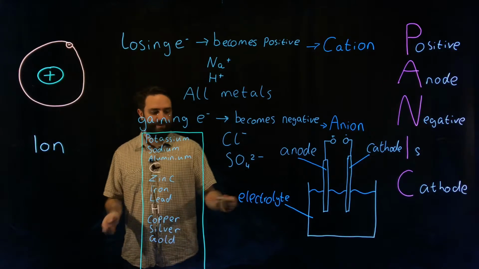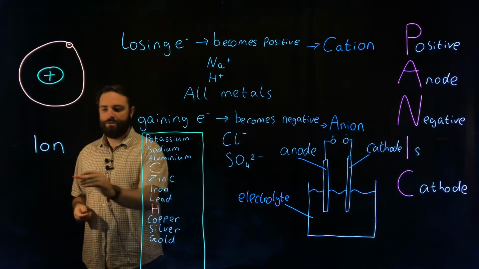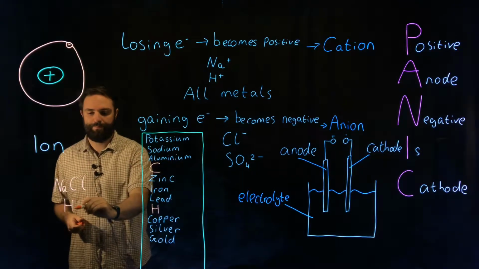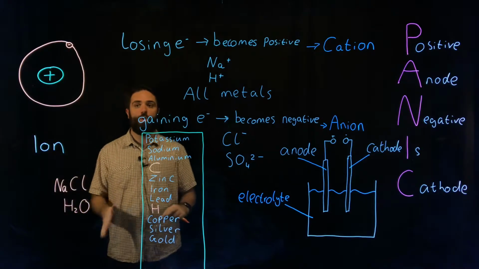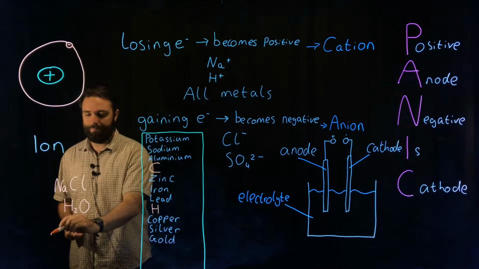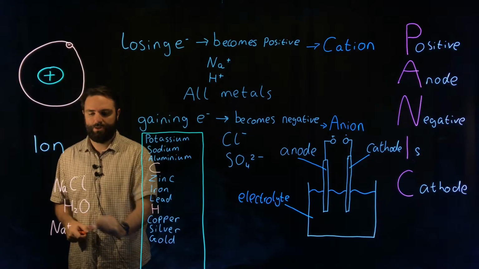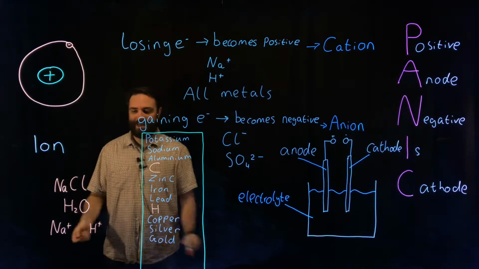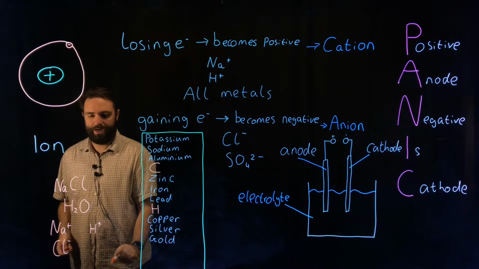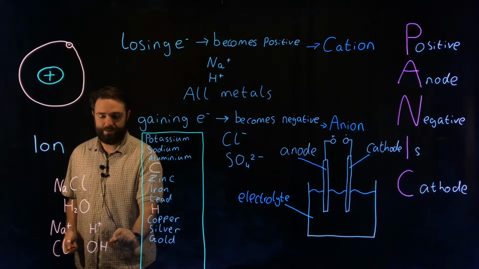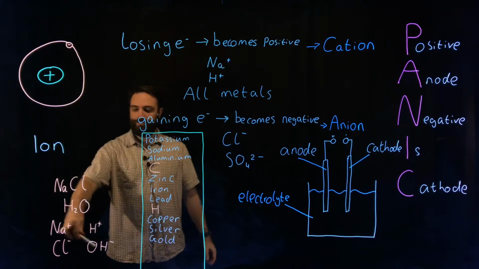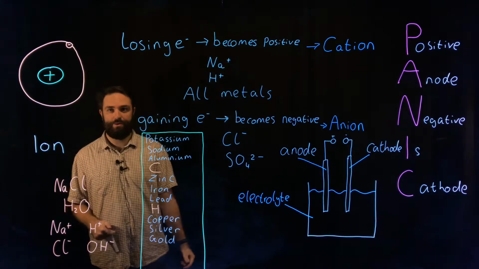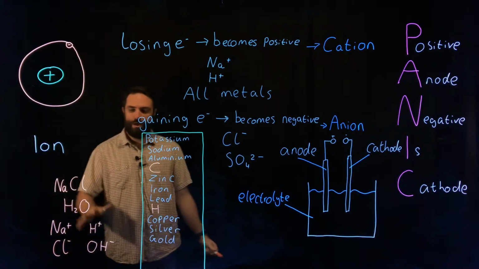So for example, if I dissolve sodium chloride in water, I have 4 ions present. I've got my positive cations, sodium and hydrogen. I've got my negative anions, chloride and hydroxide. And the 2 positive cations will be attracted to my negative cathode, which will then give them electrons. But which one do we get?